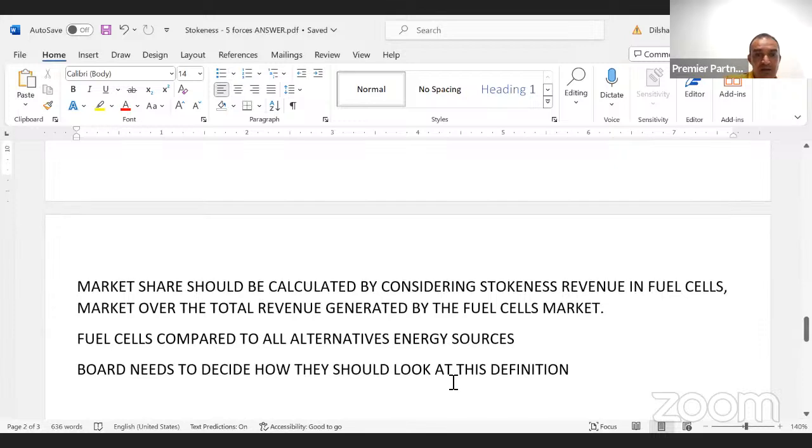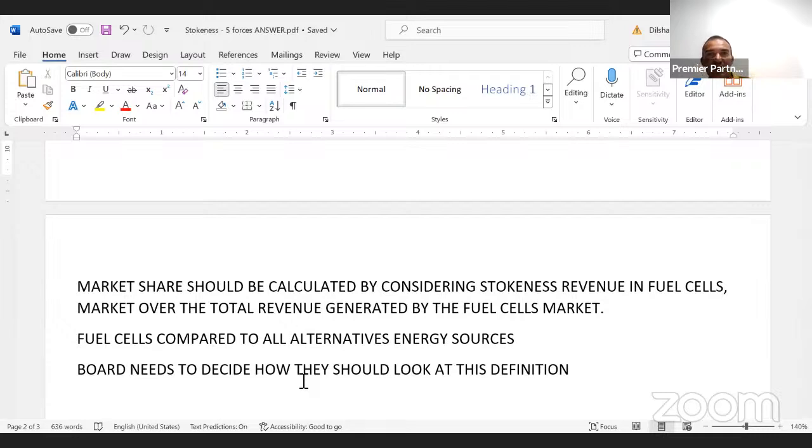Right? Market share could be calculated by considering tokenized revenue in the fuel cells market over the total revenue generated by the fuel cells market. So only one product category, fuel cells, compared to all alternative energy sources. The board needs to decide how they should look at this definition.